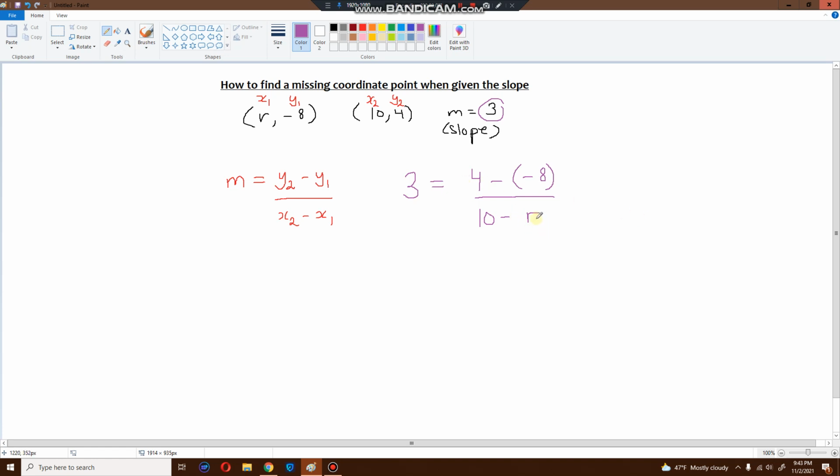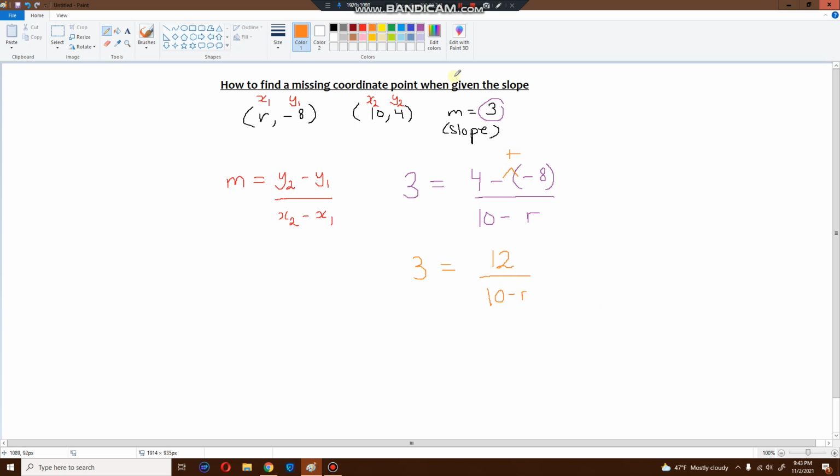Now we can do some math with this. Let's start with the first thing. 4 minus minus 8. Well, minus and minus becomes plus. So that's basically 4 plus 8. And 4 plus 8 is 12. So I'm going to rewrite this. 4 plus 8 is 12. And I'm going to divide that by 10 minus r. Okay? So far so good. We just did the top portion over here. We found that it was 12.